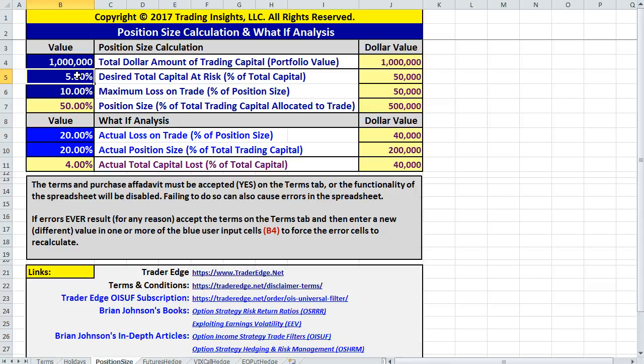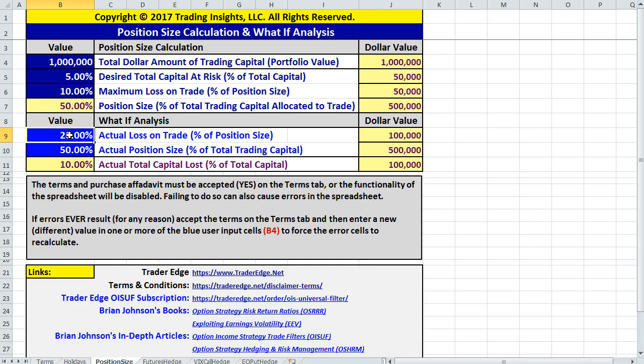Now that's usually a little bit larger than we would like to have. In other words, it would incur more risk than we would normally like, but we'll use it in this particular example. So again, a 50% position size with a maximum loss of 10% on the trade would result in a 5% loss of our total capital, or in this case, $50,000. Now let's go through the what-if analysis. In the what-if analysis at the bottom of the screen, I'm going to assume that we use the recommended position size of 50%.